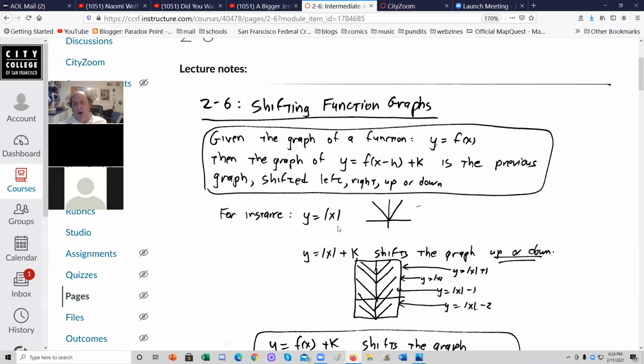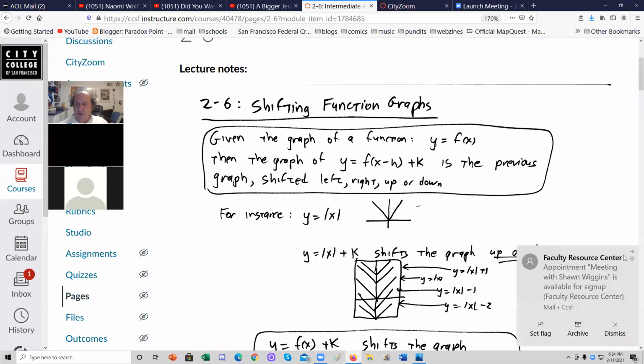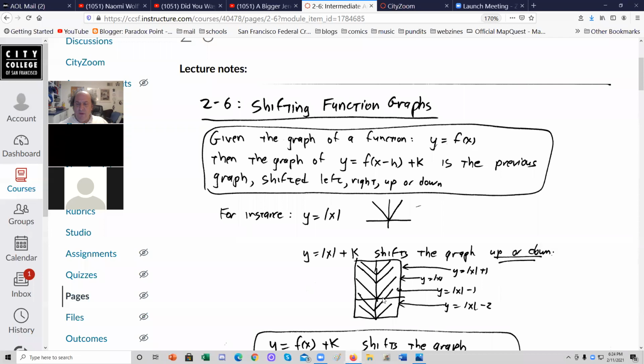Let's take, for example, y equals absolute value of x. Its graph is a V shape. If we add k outside, then we get y equals absolute value of x plus k. That shifts the graph up or down. Up if k is positive, down if k is negative. So here's y equals absolute value of x. Here's absolute value of x plus 1, shifted up 1 unit.